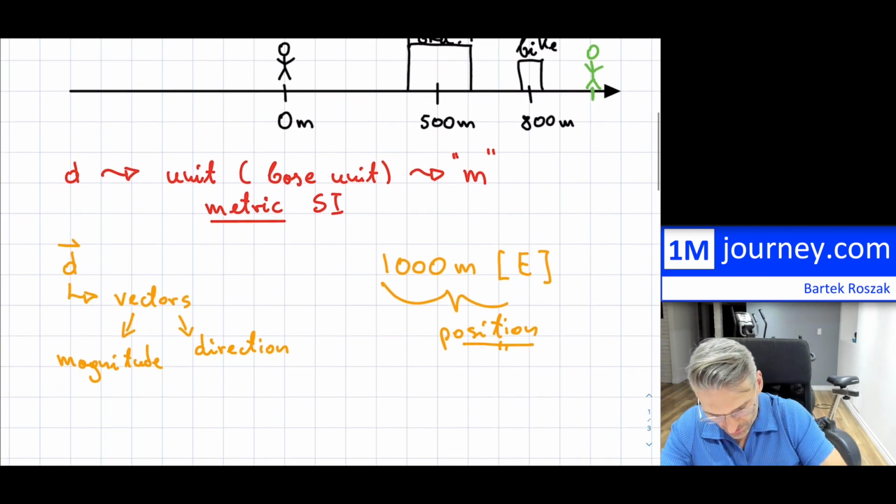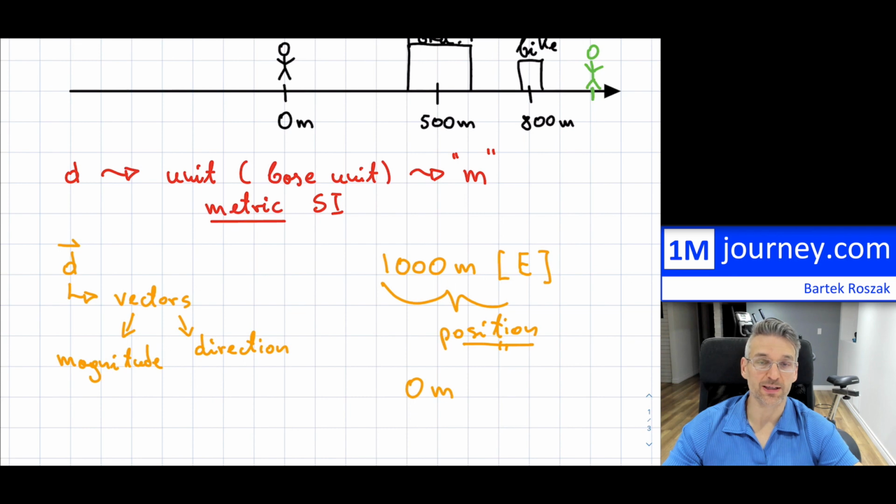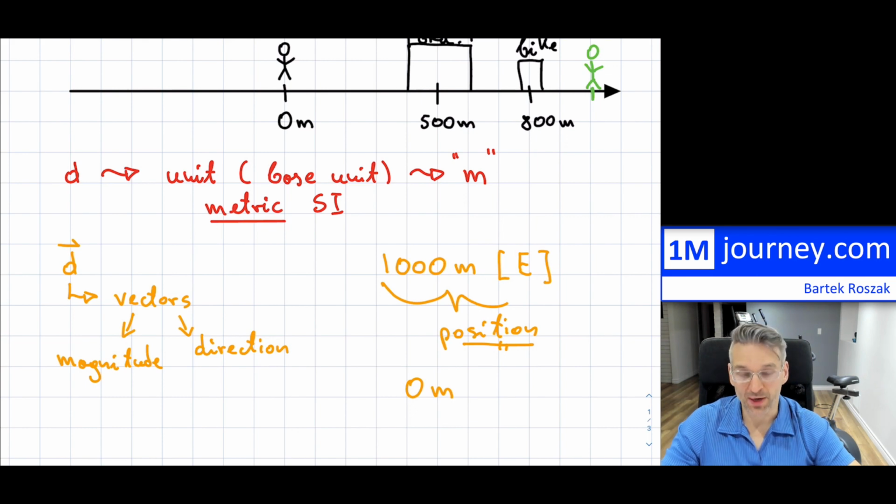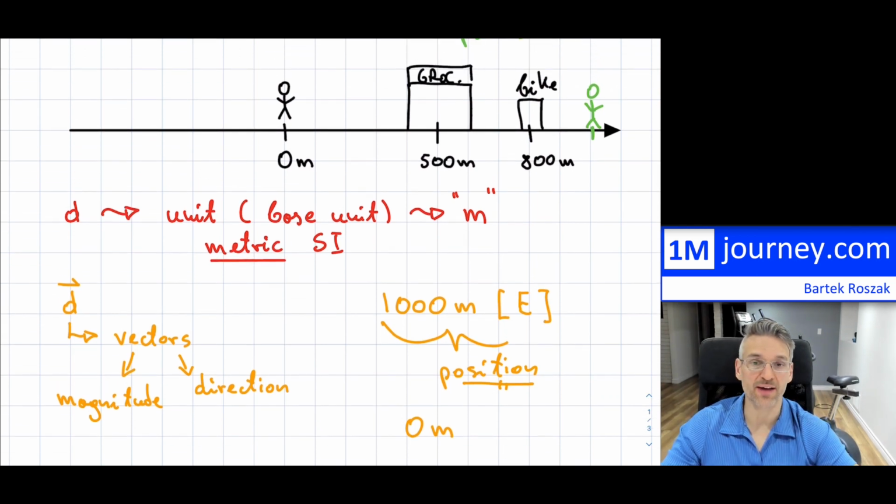Your position would have been just 0 meters, and it wouldn't necessarily have an east or a north, or south or anything like that, or up and down, because you are at the origin, at the reference itself. But these two are actual positions. The grocery store would have been 500 meters east. The bike shop would have been 800 meters east.